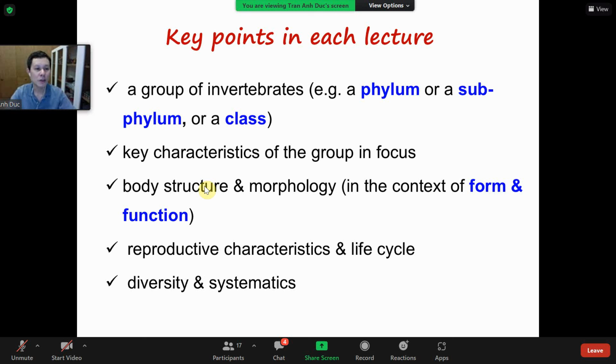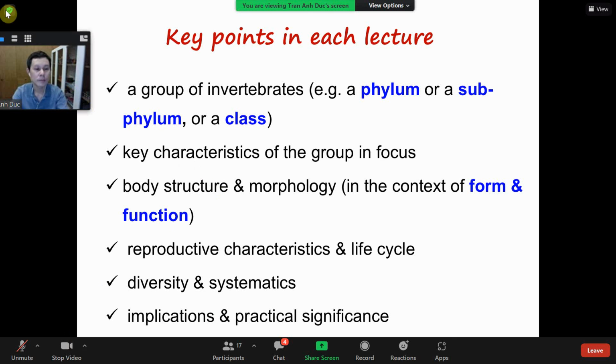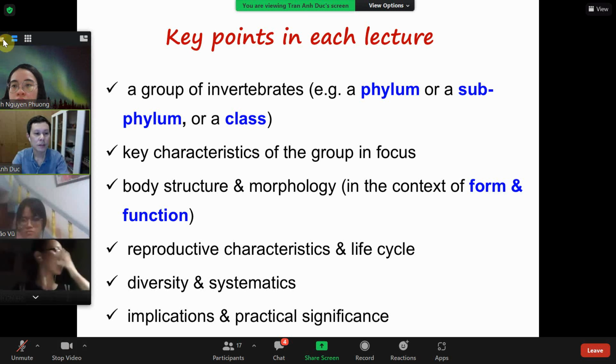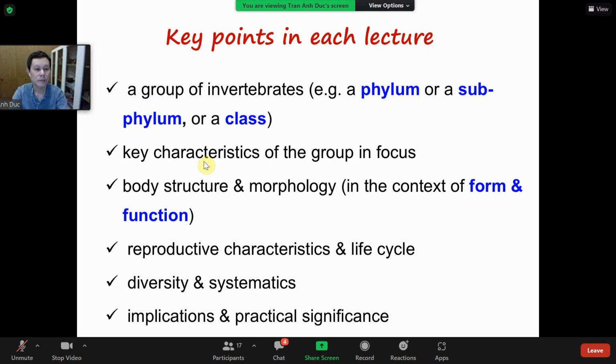And of course, we need to pay attention to their diversity as well, because as you can see, invertebrates are very diverse. So for each group, we need to look at their diversity. And sometimes during the lessons, we also need to look at some of their significance, their importance to humans' life. So these are the key points in each lesson that you need to take notes on and focus on when you review your lessons. Is it clear? It is.